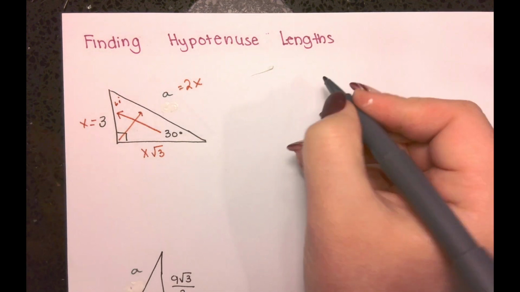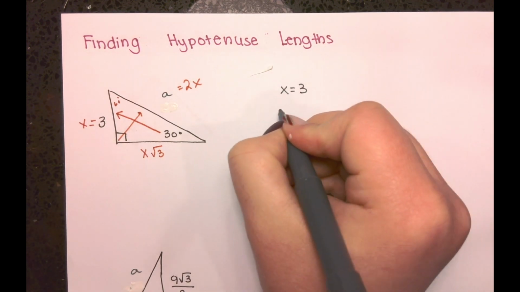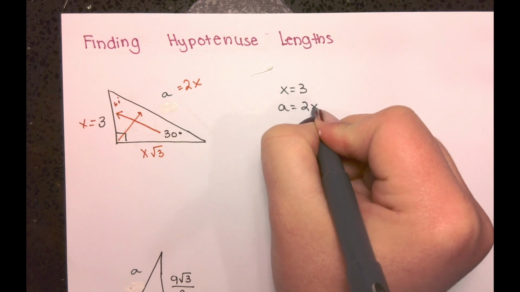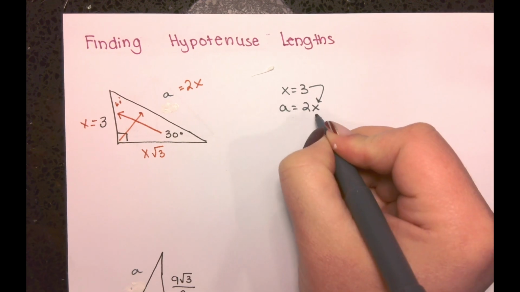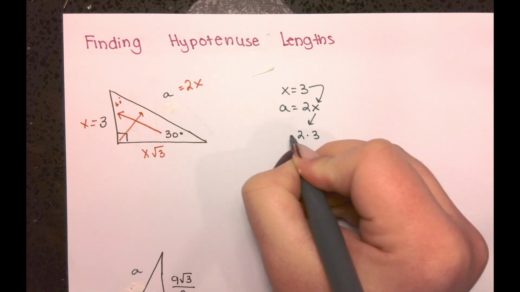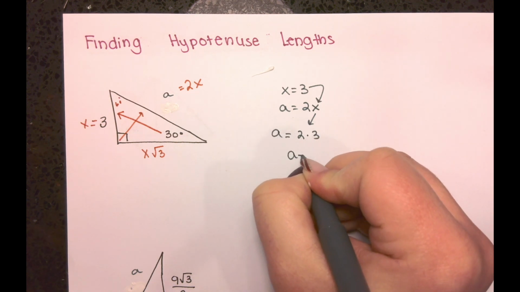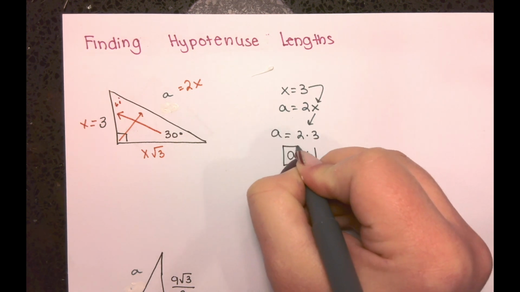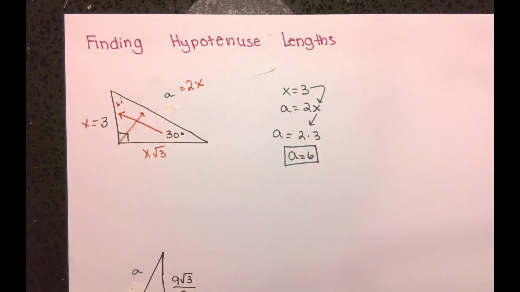Set up your mini equations. We got X is equal to 3. A is equal to 2X. Plug that in. We get 2 times 3. A is equal to 6. As long as you have your patterns and you set up your mini equations, some of these go really quick.